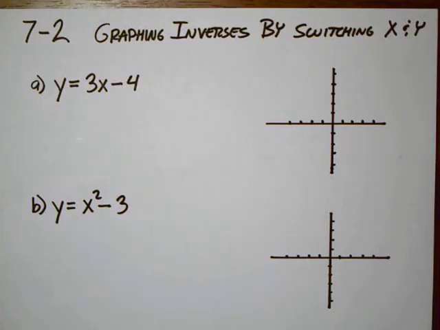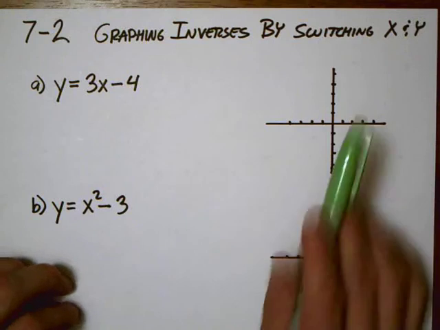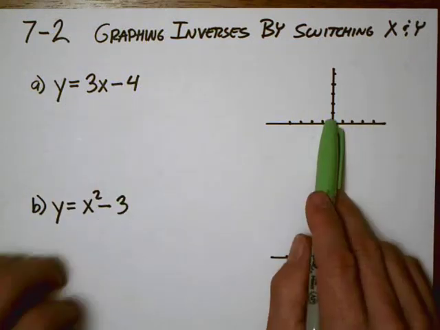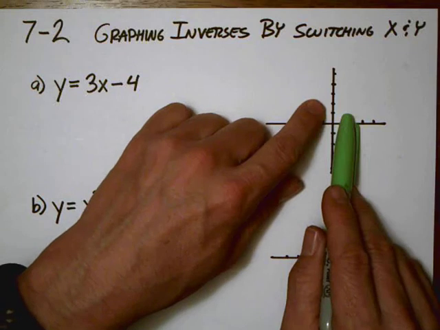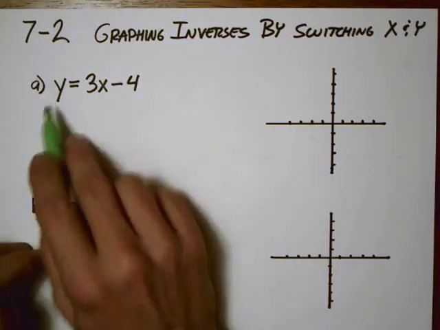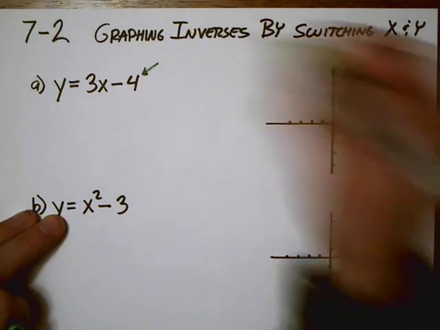All right. We're also going to talk about graphing inverses by just switching x and y. And what I mean by that is, if I can graph this line on this axis, then I can switch all the points and produce the inverse without even calculating it over here. So if I had an equation like y equals 3x minus 4, I could find a couple points.